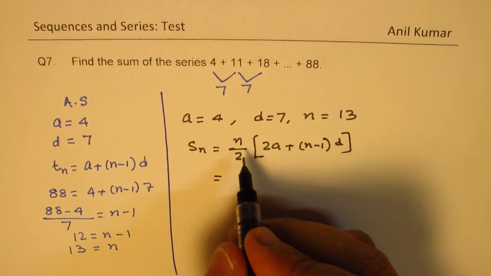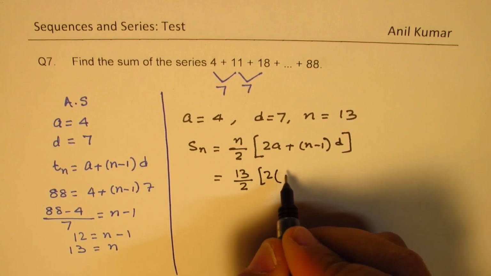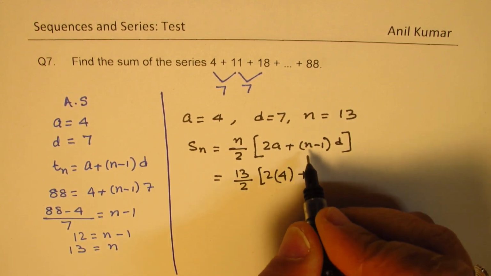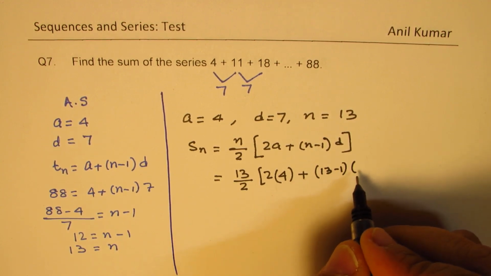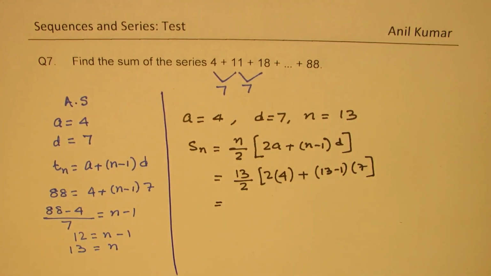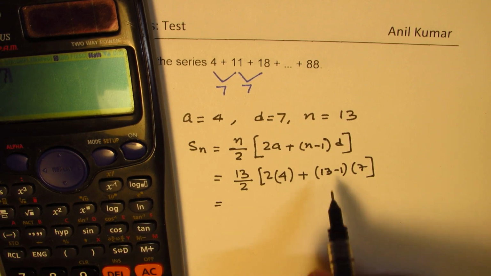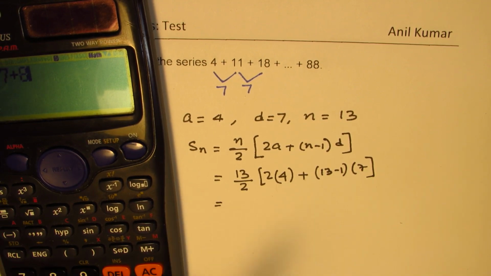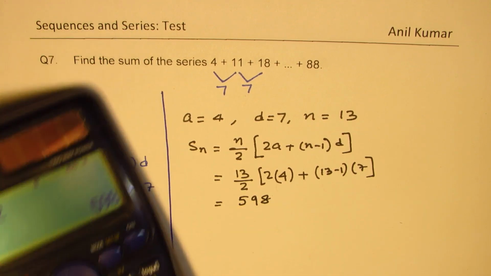So for now, I've written this. So we have n is 13, 13 over 2 times (2 times 4 plus (13 minus 1) times d, which is 7 for us). So let's figure this out. We have 12 times 7, plus 8, and then we'll multiply it by 13, and then divide by 2. So we get this answer as 598, right? So that becomes the sum.